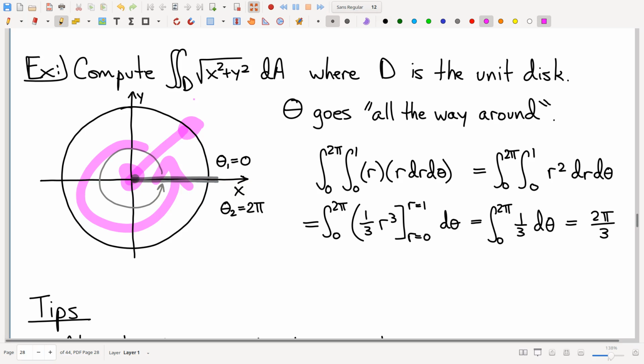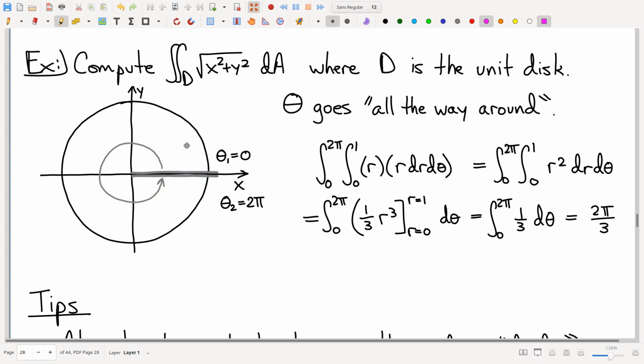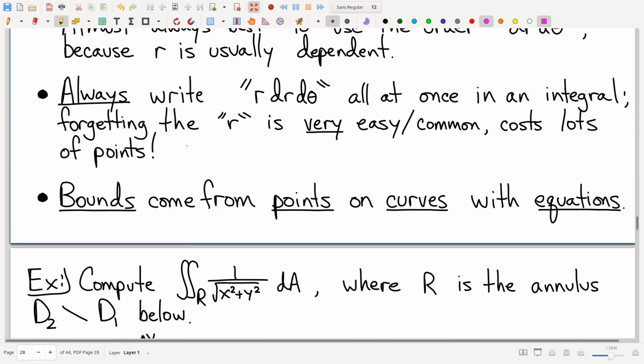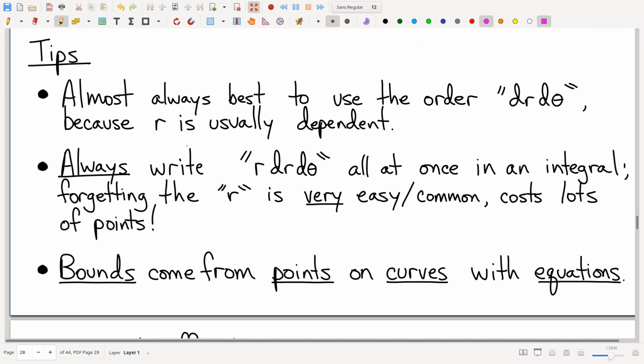Back of the envelope, ballpark, I don't have any data on this, but I feel like before I started making a huge pitch out of this, about 20% of the time, a lot of students would just forget because they're thinking about all these other things. So my trick for avoiding this, and look, it can happen to anybody. Here it is. The way you can avoid accidentally screwing this up: always write down this whole thing all at the same time. r dr d theta.